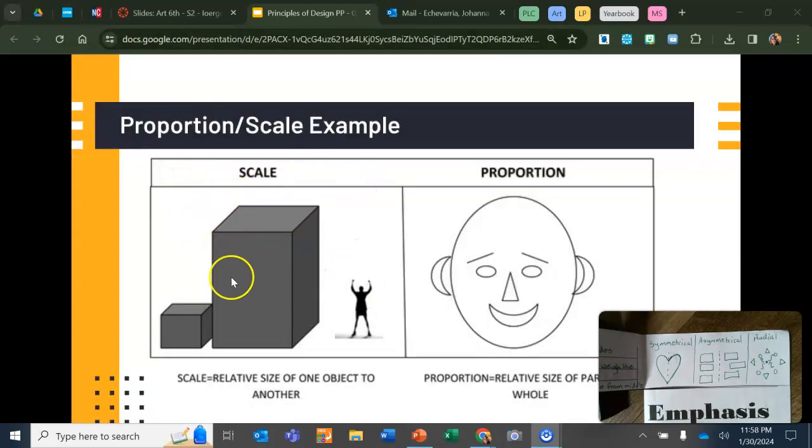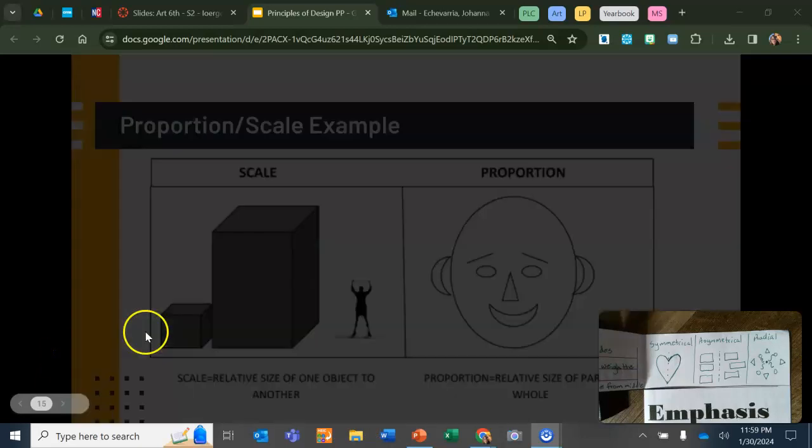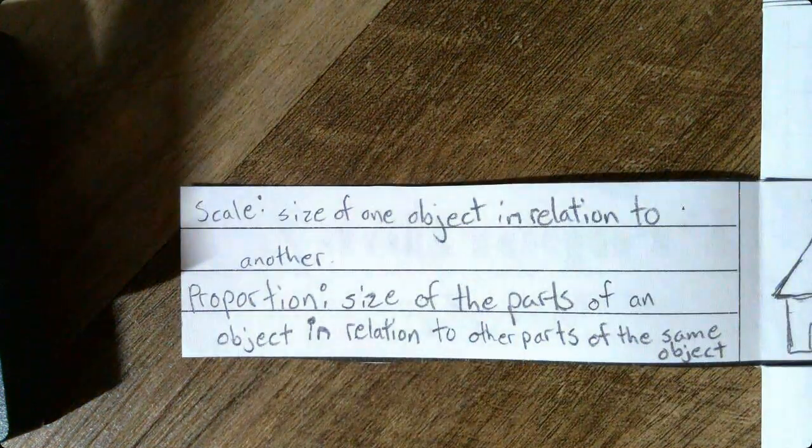So our scale, once again, imagine this right here was a house, and this was your person. Versus if I was drawing the face, say I was drawing the nose, it would relate and be the proper size for the rest of the face. So the definition you will go with is scale, size of one object in relation to another, and then proportion, size of the parts of an object in relation to the other parts of the same object.